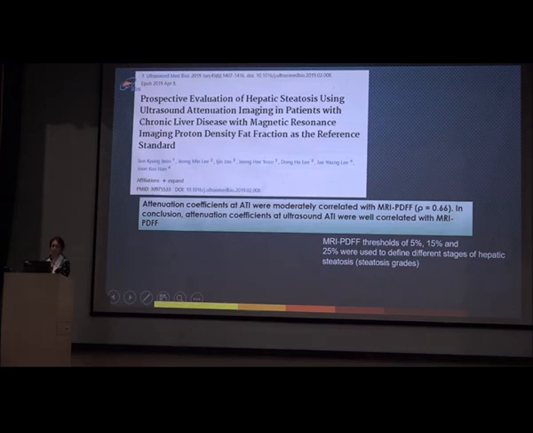This is a group from Korea, from the SNUH hospital. This is a great group. They do a lot of good work on imaging in liver, and they have looked at steatosis in comparison with MR-PDFF, which we know is a reference standard, and they found very good correlation with it. They had a rho of 0.66, and PDFF thresholds all were matched.